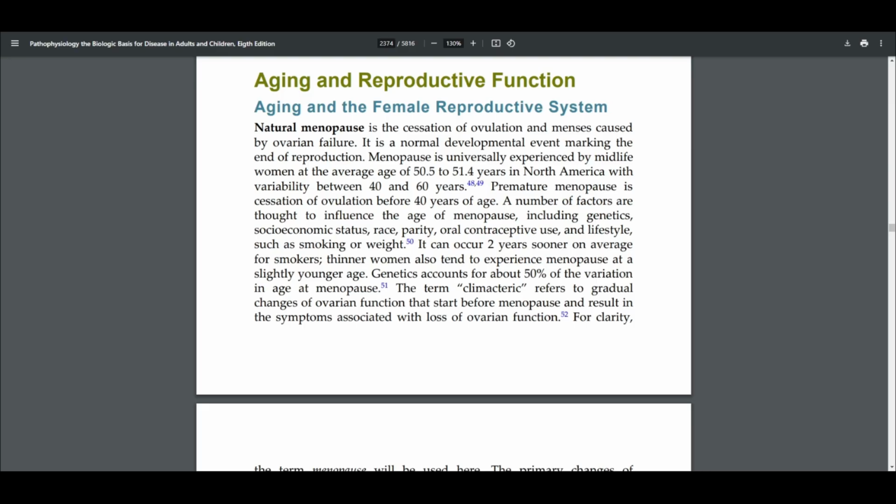A number of factors are thought to influence the age of menopause, including genetics, socioeconomic status, race, parity, oral contraceptive use, and lifestyle, such as smoking or vaping. It can occur 2 years sooner on average for smokers. Thinner women also tend to experience menopause at a slightly younger age. Genetics accounts for about 50% of the variation in the age at menopause. The term climacteric refers to gradual changes in ovarian function that start before menopause and result in the symptoms associated with loss of ovarian function.